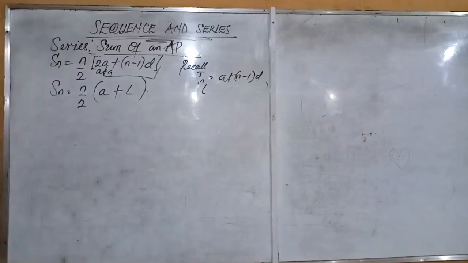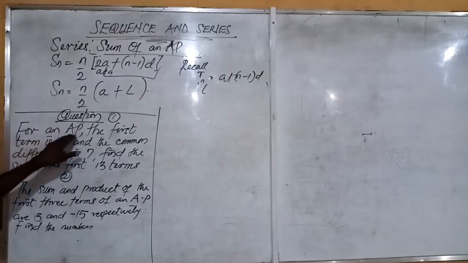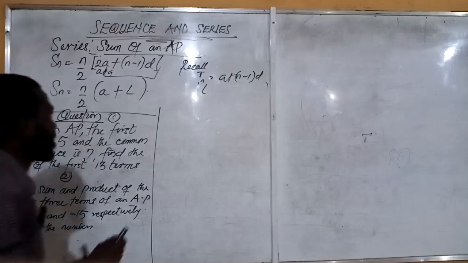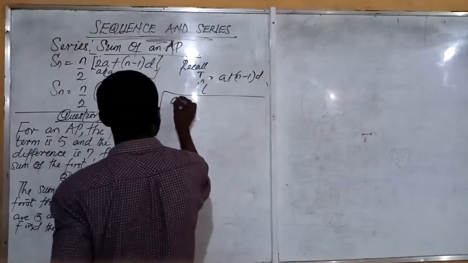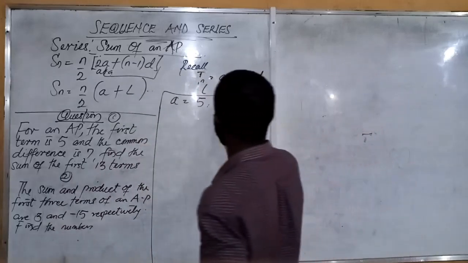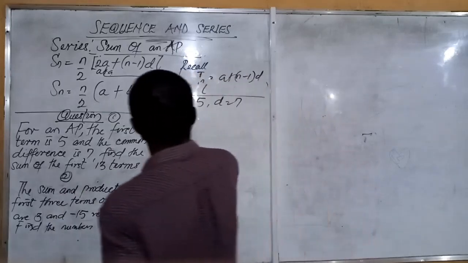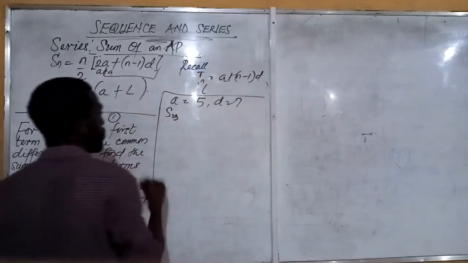I think I have a question here. Let's solve this first. These are two questions on the sum of an AP. It says for an AP, the first term a is 5, and the common difference d is 7. Find the sum of the first 13 terms. So we have S13 is what we're looking for.